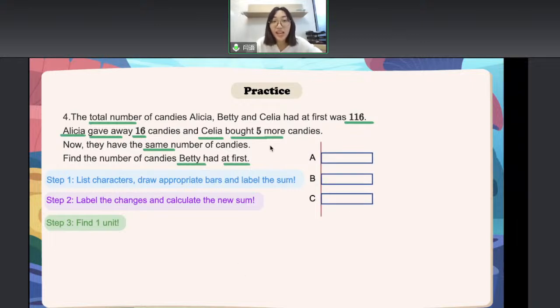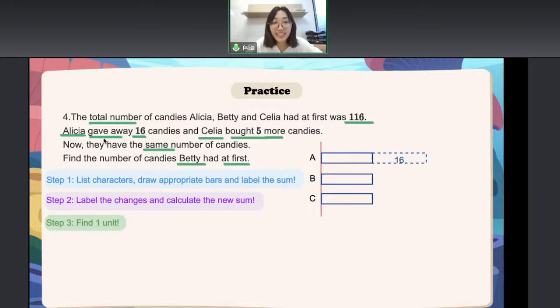At the very beginning, actually, we have no idea. But anyway, in the end, they have the same number of candies, right? So maybe we just draw 3 equal parts. And then let's have a look. How can we get these equal parts?